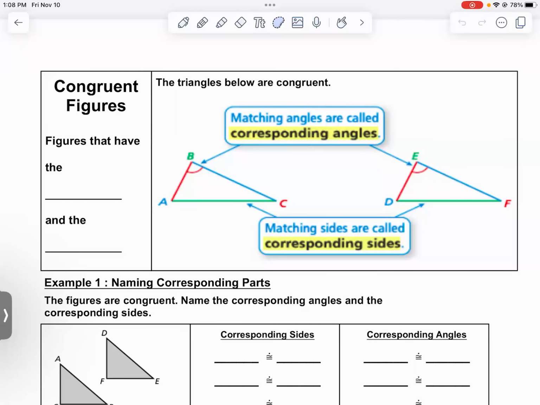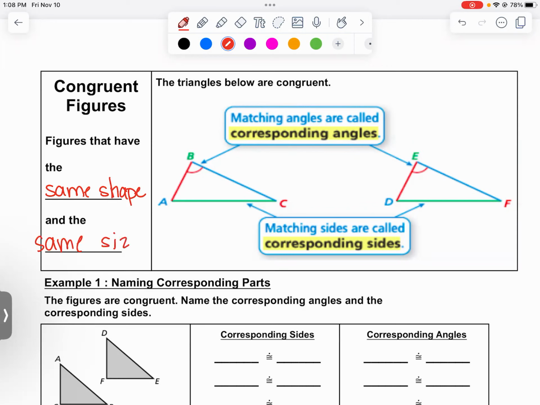So today we are going to talk specifically about congruent figures. We basically have decided that congruent figures are figures that have the same size, shape, and the same size. Please write that in.